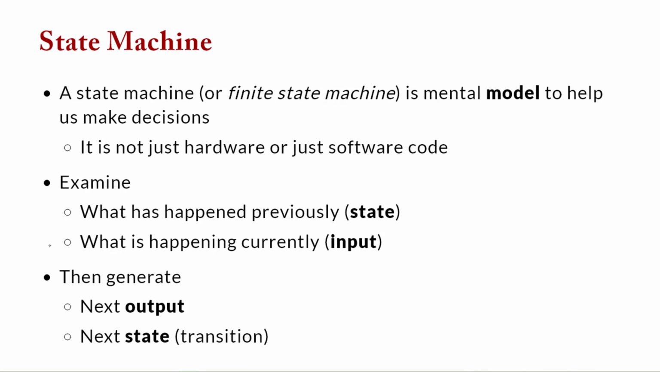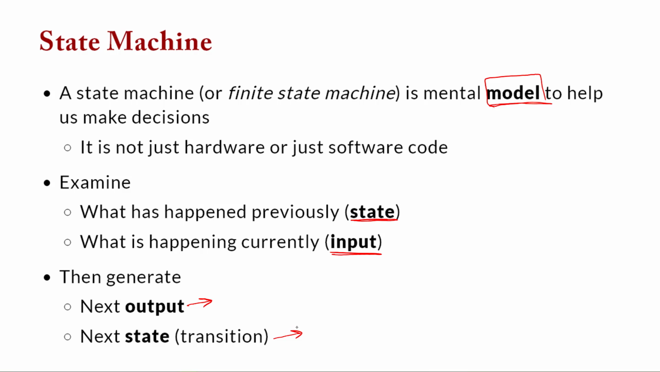Here's the thing, a state machine is simply a model. It is a way that we think about our code and our device. Okay, so it's not like building an object in code or something like that. It's just kind of a general way of thinking about it. And so what we do is we want to know what has previously happened, what is happening right now, and from there we will generate what should be the new output and where should I go in terms of what's the next state or operation I should be in.